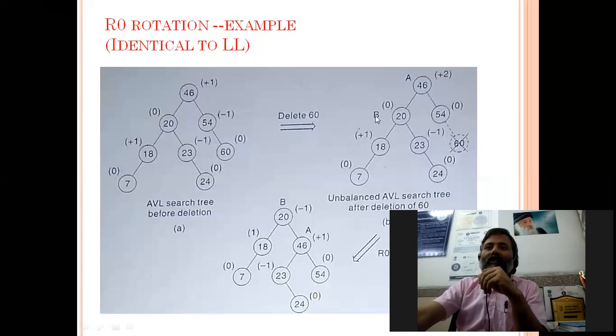And this B becomes the root node and A becomes the right child. B becomes root, A becomes right child. The right subtree of A has no change. The left subtree of B has no change. And the right subtree of B will become the left subtree of A. So this 23, 24 becomes the left subtree of A. So this is R0 rotation.